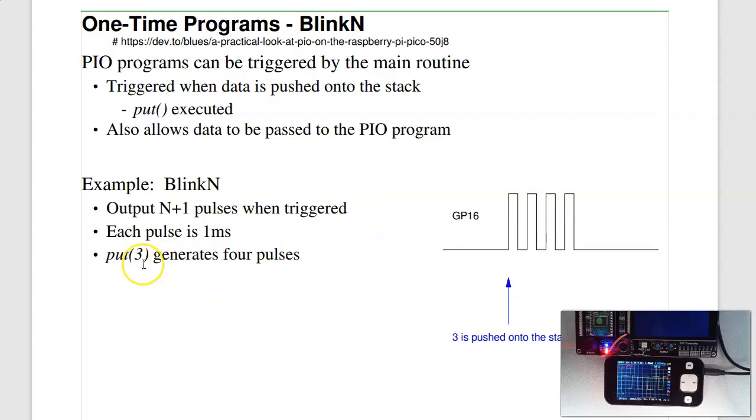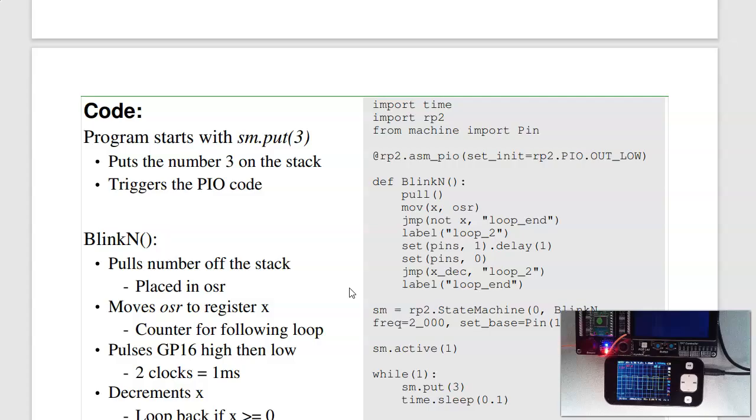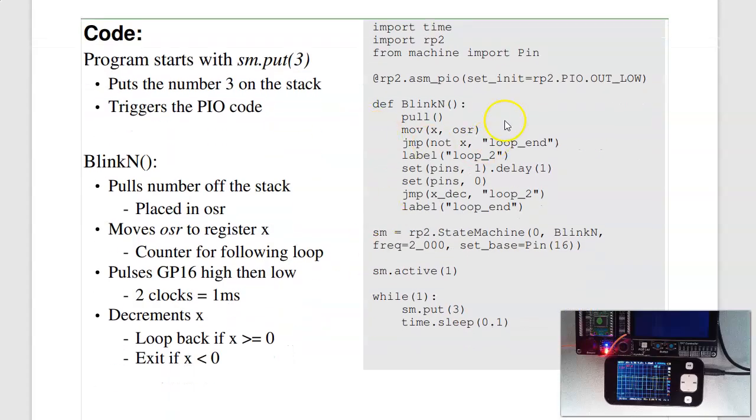So if I execute put 3, I get 4 pulses. The code that does that is as follows. I'm going to turn on a PIO state machine. I'm going to have PIO state machine 0, calling subroutine blink n at 2 kilohertz on pin 16. When I put the number 3 onto the stack, that triggers the PIO state machine. It's going to pull the number off the stack, move that into X.